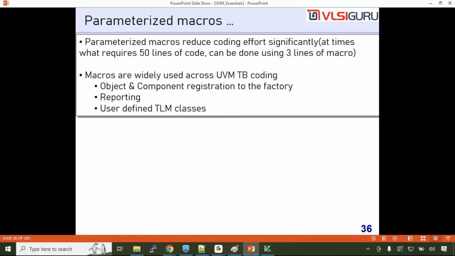Macros are widely used across UVM test bench coding, like object and component registration to the factory, reporting of messages, and user defined TLM classes. A lot of places macros are used. What is TLM? We'll discuss as we go forward.